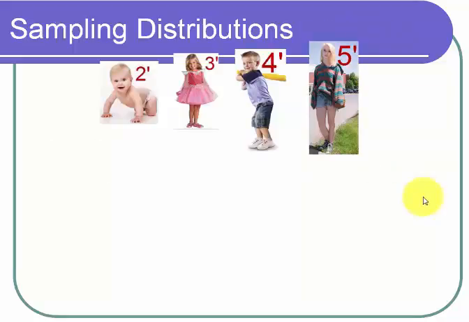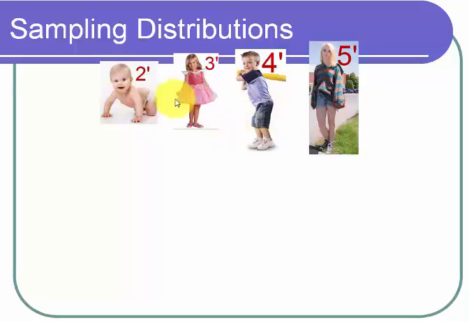So let's take a look at an example. So suppose we have a family. We got a little infant. He's 2 feet tall. Then we got a cute little toddler. She's 3 feet tall. We got maybe an elementary school, maybe a first grader. He's 4 foot tall. And then we got our middle school girl, and she's 5 feet tall. And what we want to look at is we want to look at samples of size 2. So let's look at the different samples of size 2 from this family.